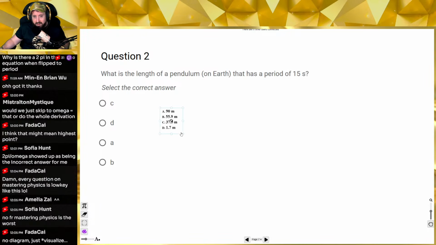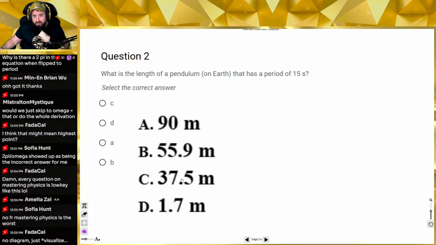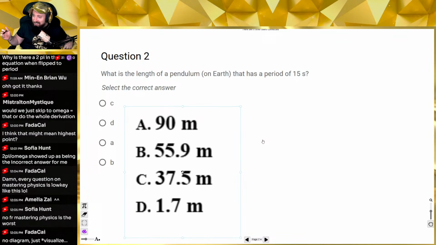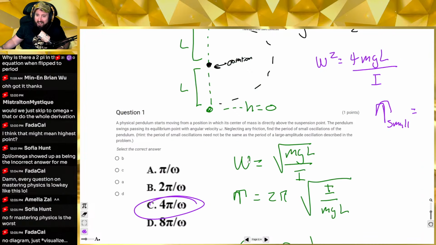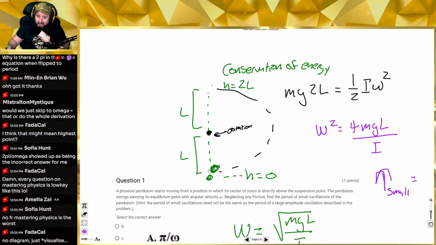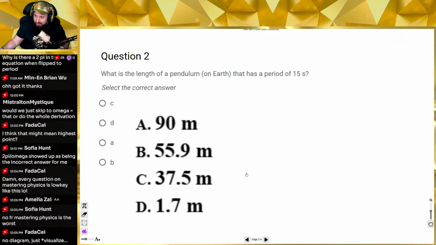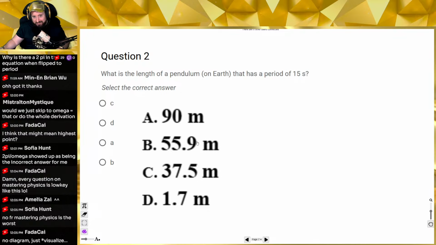Okay, what is the length of a pendulum on Earth that has a period? Yeah, no diagram, just visualize. They didn't give me any diagram with that. I assume they're talking about it's up here and then it drops down, but then isn't this thing going to just keep going back and forth? And that is not a small oscillation. That's a very large oscillation, way more than 15 degrees. It's 180 degrees. Okay. All right. Sorry. Enough ranting on that.